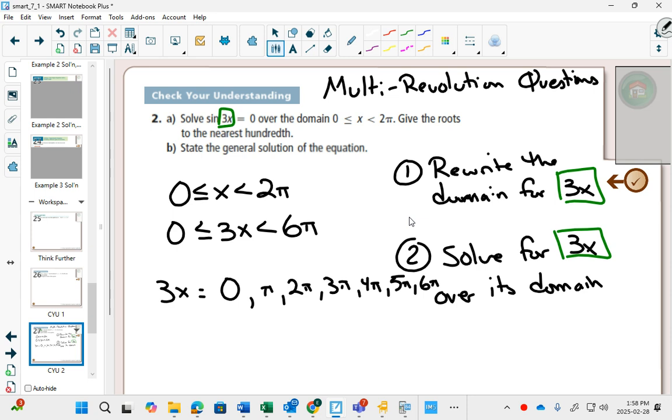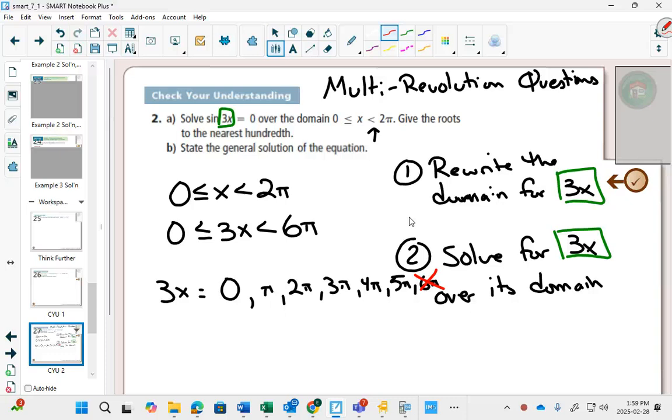Wow, I'm running out of room. And in this question, you've got to be careful. You see how sneaky, they didn't include 2 pi. Did you write an equal sign on your notes? There's no equal sign with the 2 pi. There's no equal sign with the 6 pi. So actually, this is too far. I have to take that one out. So that's what it means for solving 3x, just like solving for theta. Think about normal values where it's equal to 0. But we have to solve it over the domain of 3x, which was multi-revolution, 3 times around.